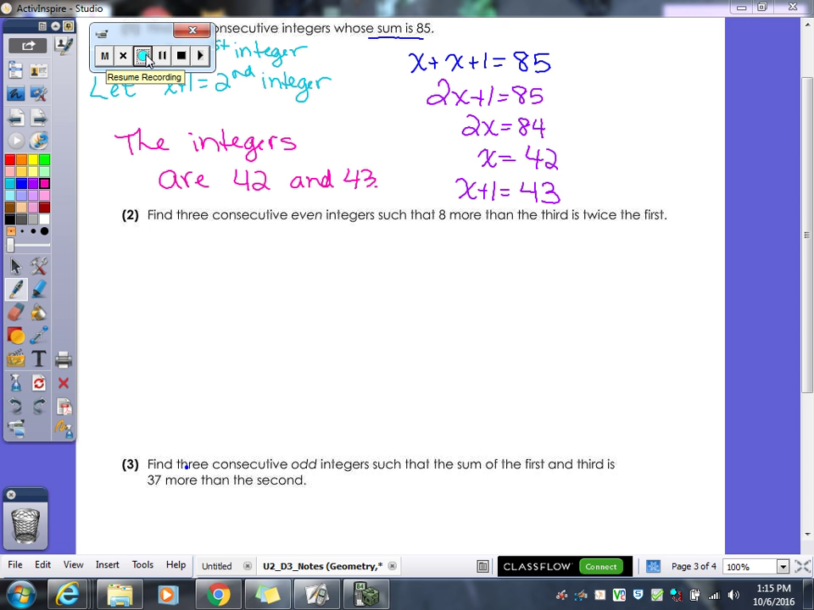Okay, so number 2, we have find 3 consecutive even integers such that 8 more than the third is twice the first, which I know all of that together sounds really confusing. So we got to go one step at a time. 3 consecutive even integers. There's our let statement. So our first one is x because our first one is always x. So let x equal the first integer.